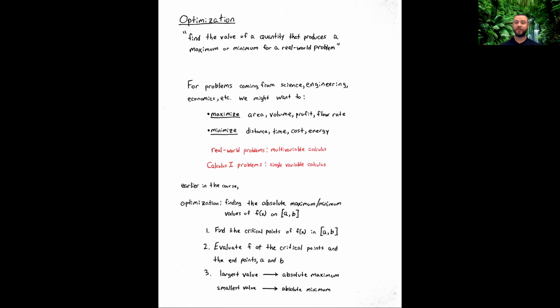For these questions, we were always given the function f of x and given the interval A to B. Essentially, what we're going to be doing with our problems is we'll be given a traditional looking word problem and have to translate it into the function f of x in order for us to start the problem, which we'll be doing this optimization procedure for that function, find the critical points, and then proceed from there with these steps.